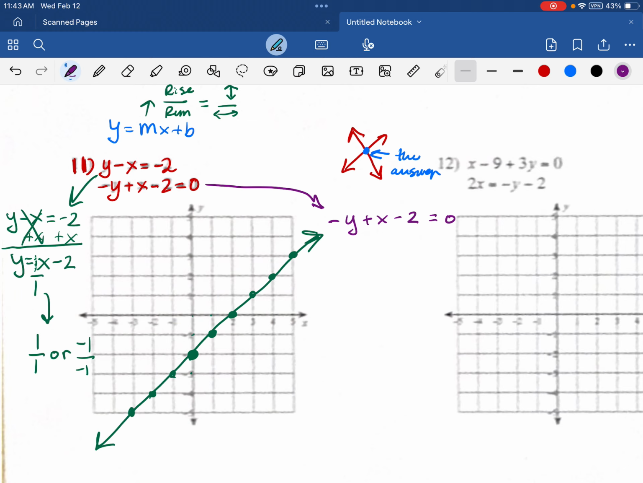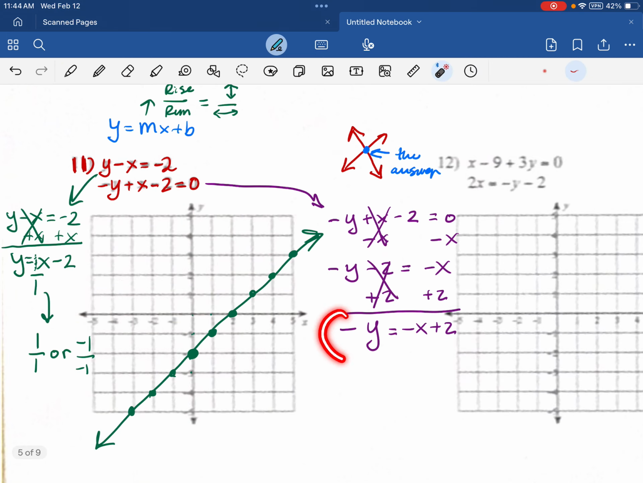Okay, the opposite of adding x is minusing x, so I'm going to minus x from both sides. I'll have -y, that cancels, minus 2 equals -x. Okay, I still have this silly boy right there. We got to get him to the other side. So the opposite of minusing 2 is adding 2. Okay, and I'll end up with -y equals -x plus 2.